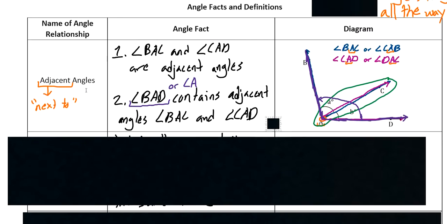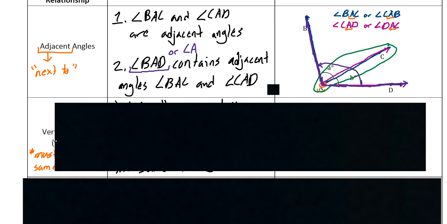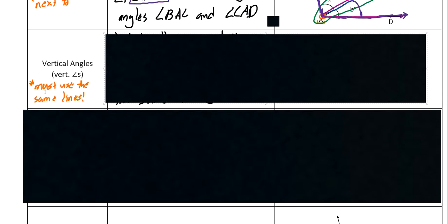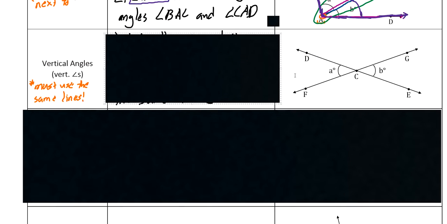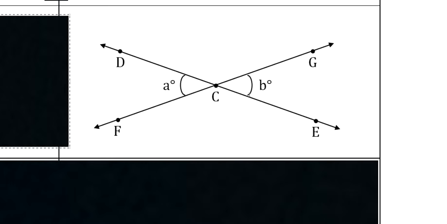All right, so one relationship between angles are adjacent angles, so just angles that are next to each other. The next relationship are vertical angles. So vertical angles, special note, they must use the same lines. So let's take a look at the example image of vertical angles. We'll zoom in over here so it's easier to see. So what am I talking about when I say must use the same lines?